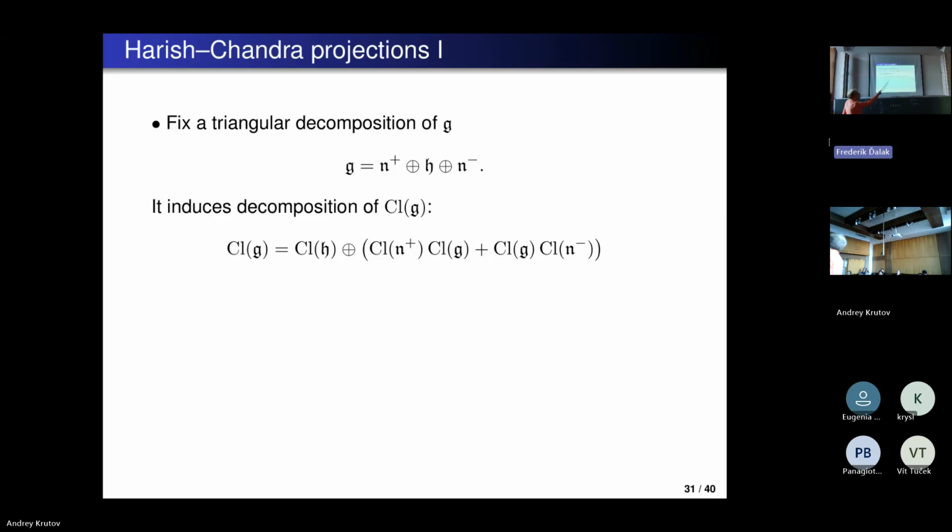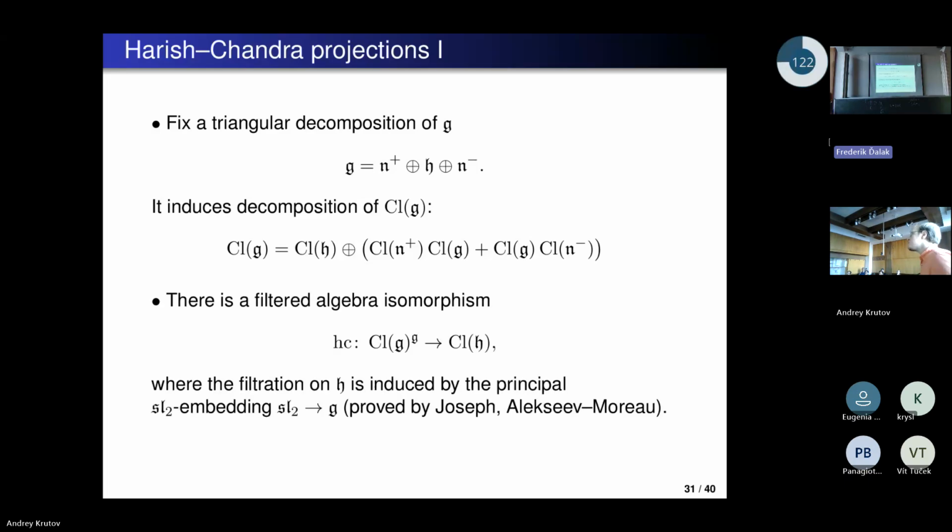Then we can, of course, project along this ideal, well, along this subspace. In general, it will not be an algebra map. But if you restrict to invariants, then it will be an algebra map. Moreover, it will be an isomorphism, and moreover, you can make it a filtered algebra isomorphism, but you need to add some special filtration on the Cartan subalgebra using some principal embedding, and I will maybe comment a bit more on that. It's called the Clifford algebra conjecture by Kostant that was proved by Joseph, Alekseev and Pavlov.